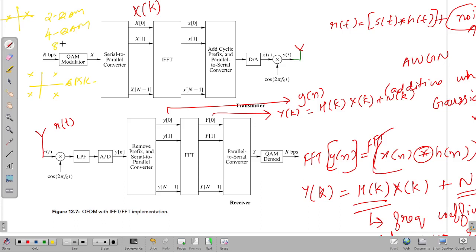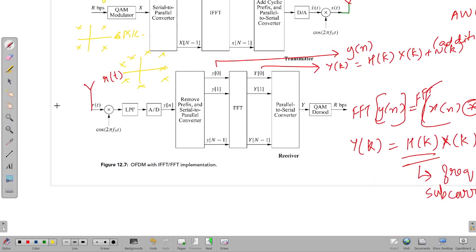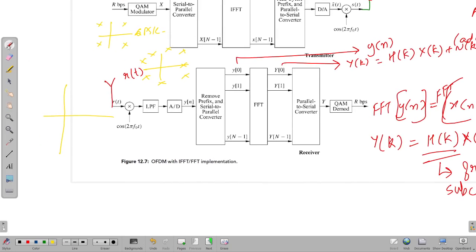Or you could have gone for 8 QAM. So there are 8 symbols. Okay, like this. Or 16 QAM.